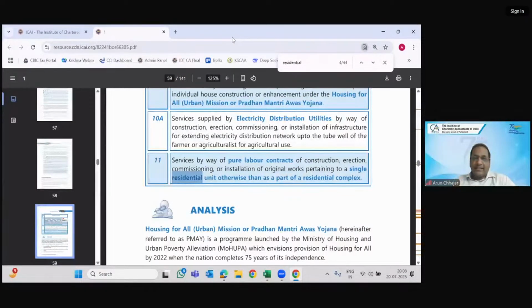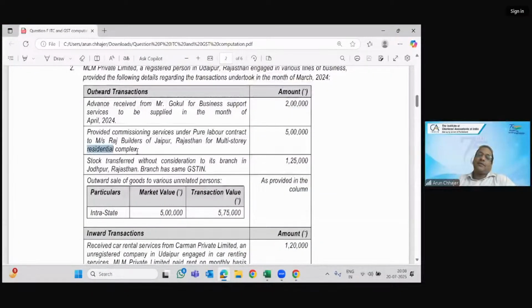Able to see my screen? Service by way of pure labor contract. This is the exemption chapter which I opened. What is written? Service by the pure labor contract to a single residential unit, otherwise as a part of the residential complex. And what is written in our question? It is a residential complex. Is it clear? Will it be taxable or will it be exempt? एक बार confirm करो. Everyone, will it be taxable or will it be exempt?